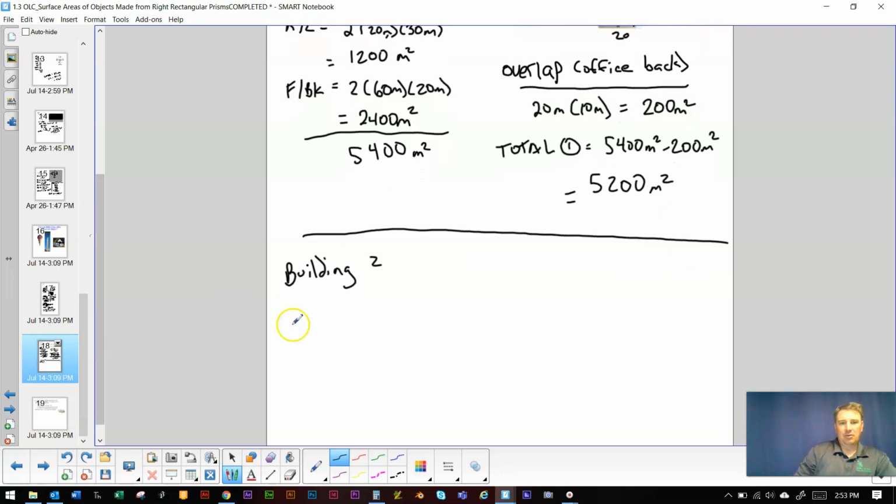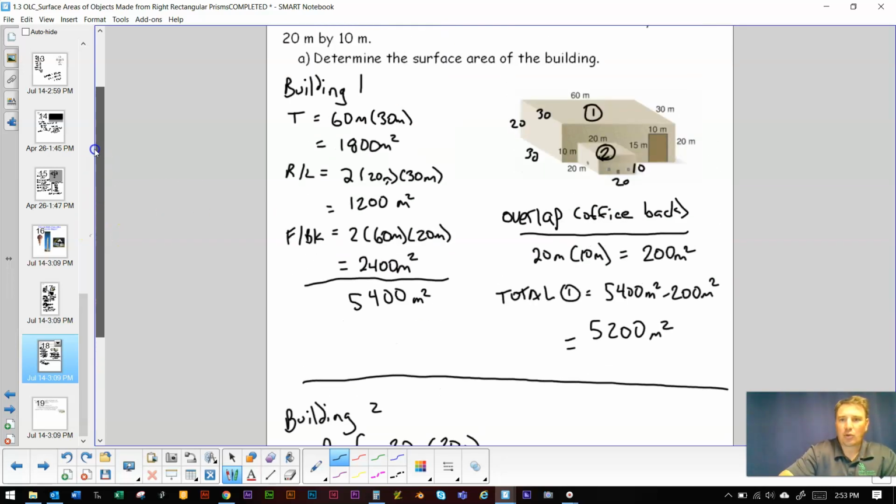Let's do the roof. Okay, so the roof of the building is 20 meters times 20 meters. Well, that's a nice perfect square, so that's going to be 400 meters squared. So we know we have that. We don't worry about the ground.